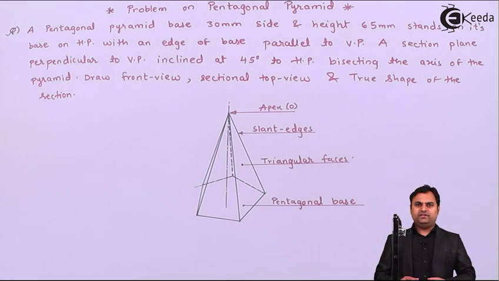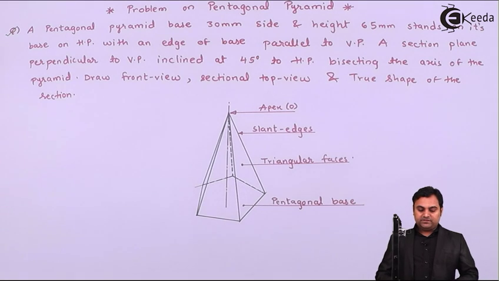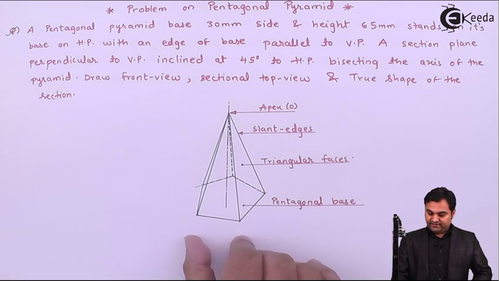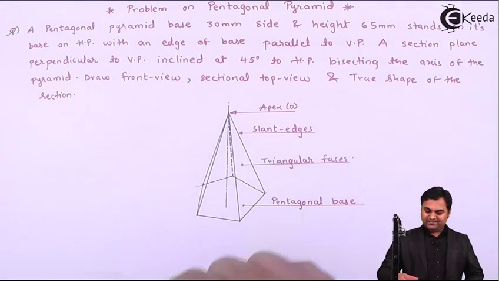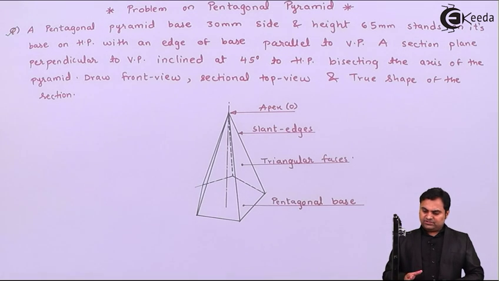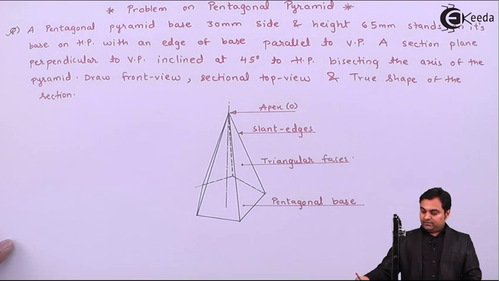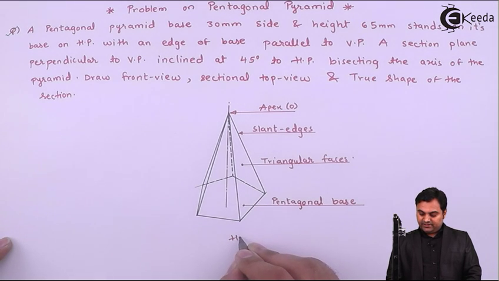Now the question given is pentagonal pyramid, base 30 mm side and height 65 mm. It means the base side is 30, height is 65, stands on its base. Its base means the pentagonal base on HP. So here in this diagram I can say that the pentagonal pyramid is resting in HP. HP is also called as ground.